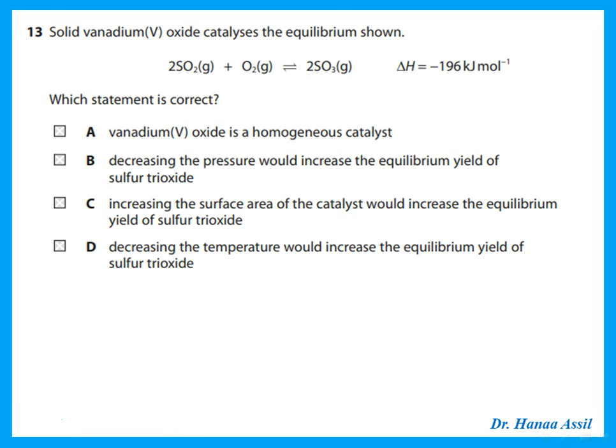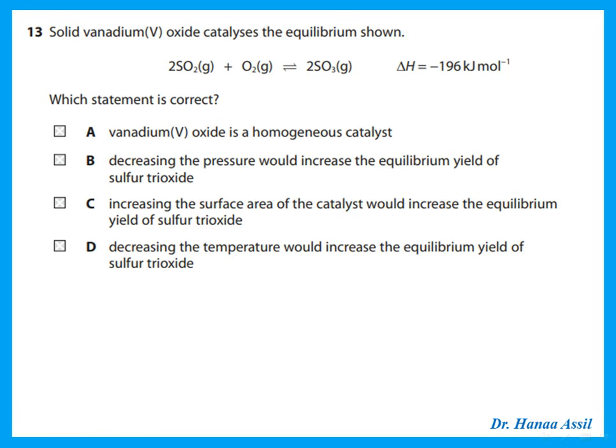Homogeneous is if the catalyst is in the same state as the reactants. But here we have the catalyst is solid. He says it's solid vanadium oxide, and vanadium oxide is a solid. And we're using it to catalyze reactions that are in the gaseous state. So actually, it is a heterogeneous catalyst, not homogeneous. So A is wrong.